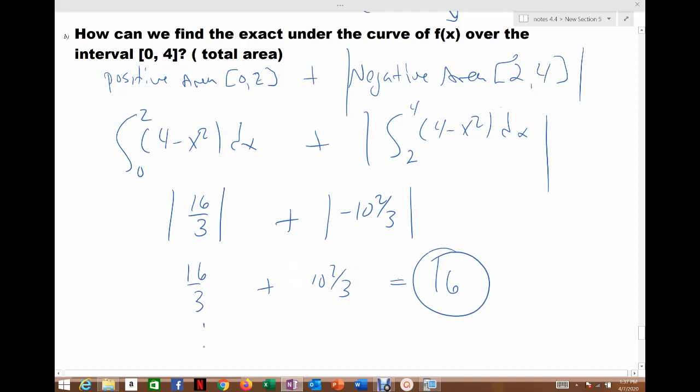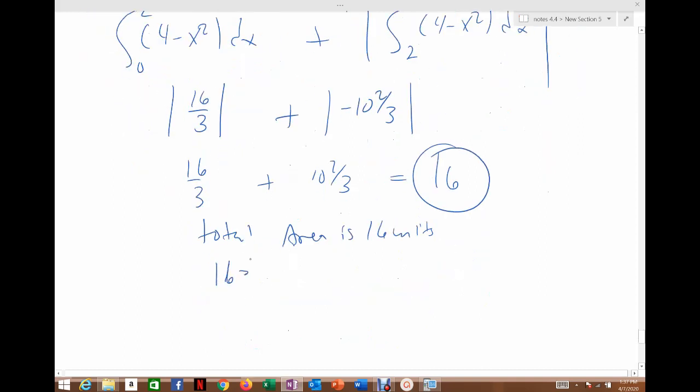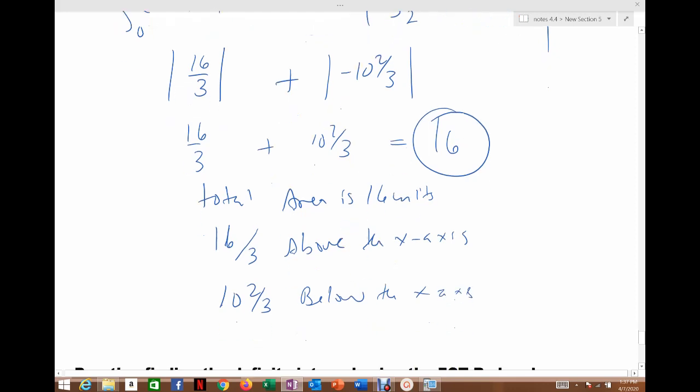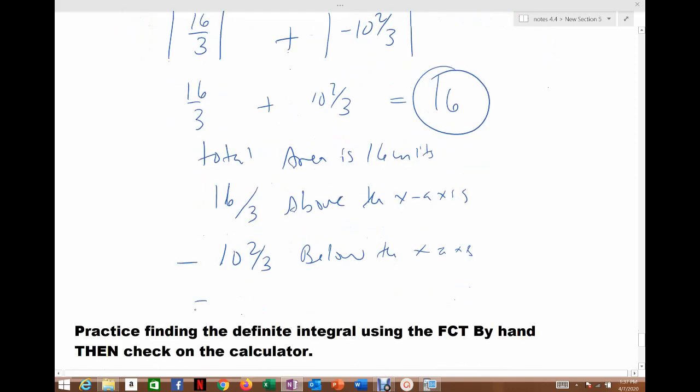Alright, so 16 is my total area, 16 units. 16/3 was above the x-axis. 10 2/3 was below the x-axis. And when I took the difference, it came out negative 16/3, right? If you take 16/3 minus 10 2/3, it comes out negative 16/3, which is what my integration does. It takes this area minus this area, whereas the total area adds them.